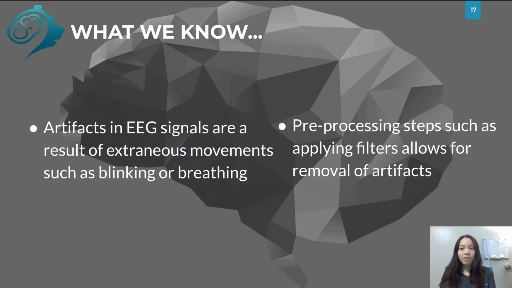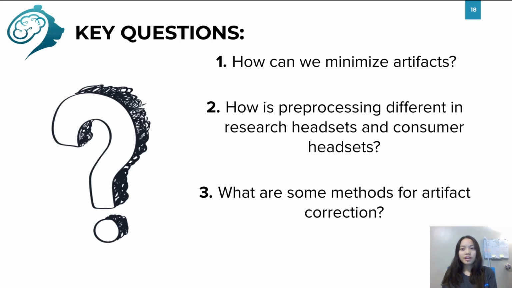As we already know, artifacts in EEG signals are a result of extraneous movements such as blinking or breathing, and preprocessing steps such as applying filters allow for some removal of artifacts. Some key questions that we're going to address in this lesson are: how can we minimize artifacts? How is preprocessing different in research headsets and consumer headsets? And what are some methods for artifact correction?